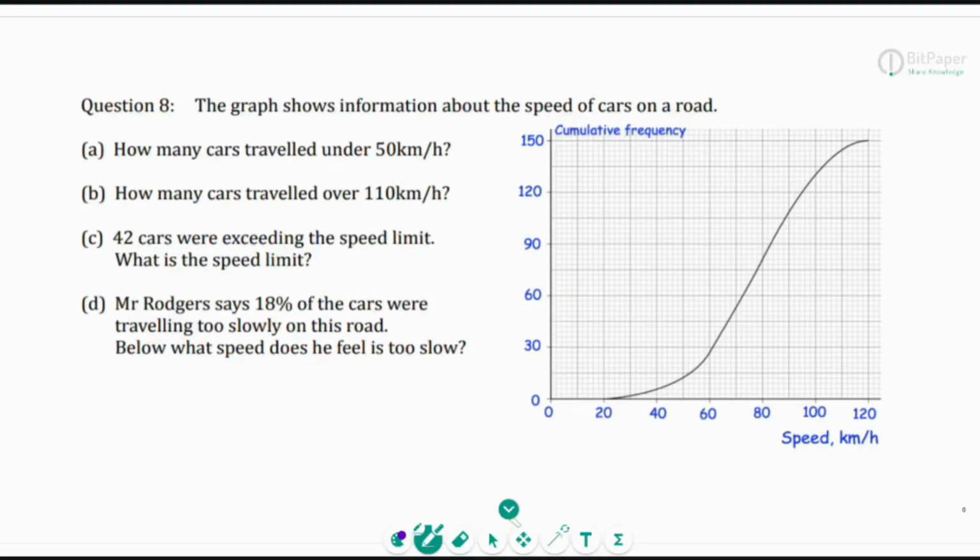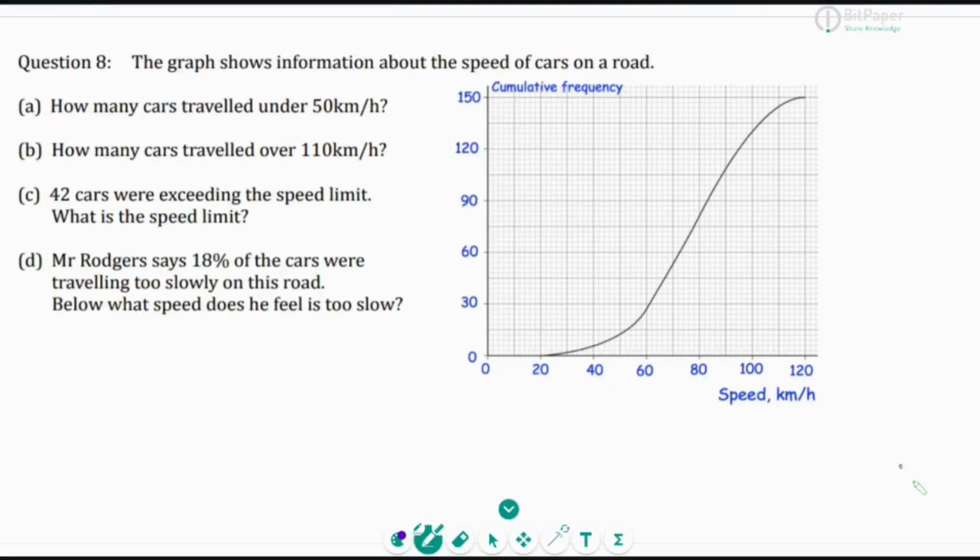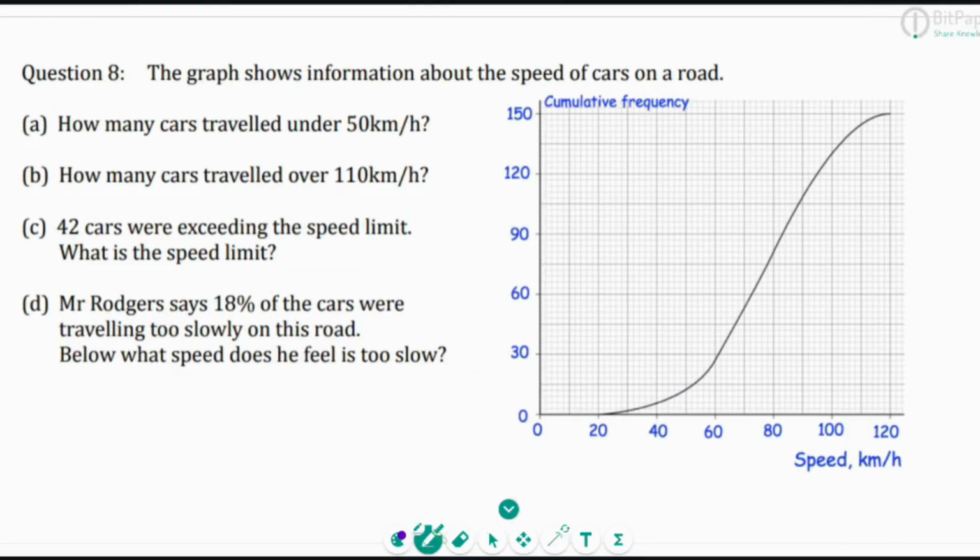Okay, maybe have a go at this one yourself. Put me on pause. See how you get on.